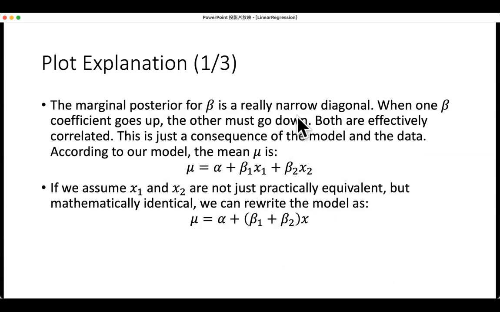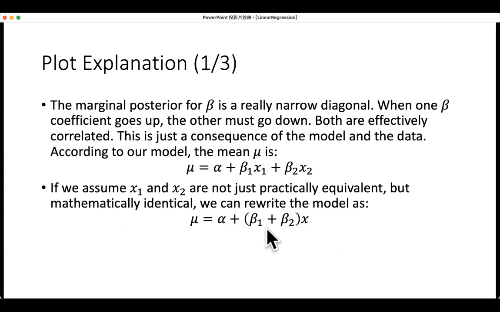The marginal posterior for beta is a really narrow diagonal. When one coefficient goes up, the other goes down. Both are effectively correlated. It's just a consequence of the model and the data. According to the model, we have this. But if we assume x1 and x2 are not just practically equivalent but mathematically identical, then you can rewrite the top formula like this, because x1 and x2 are the same.